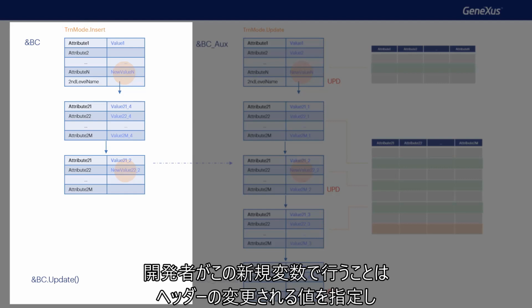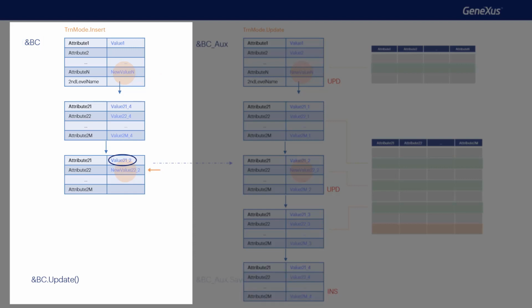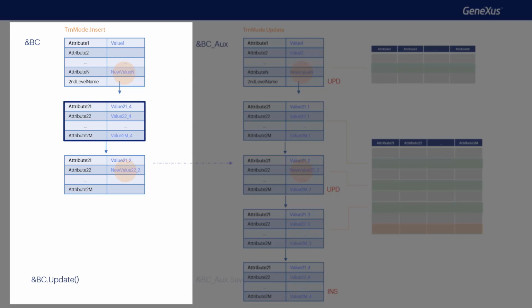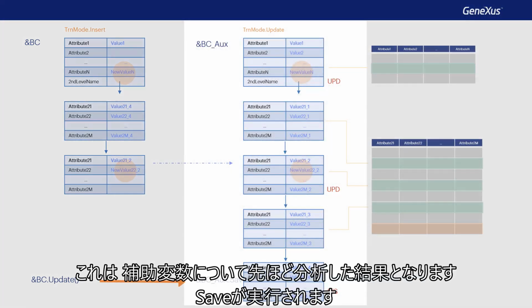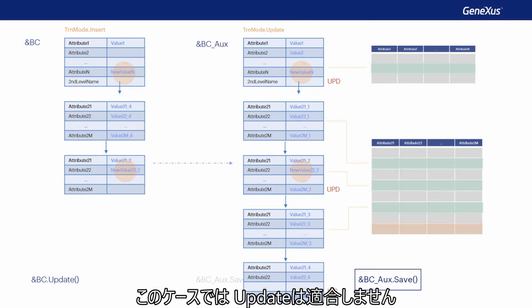And what the developer does on this new variable is only indicate the values to be modified from the header. And for each line to be modified, its identifier and value or values to be modified. And for a new line, provide all its values. This will have the consequences that we have just analyzed on the auxiliary variable, on which the save will then be performed, which in this case does match the update.